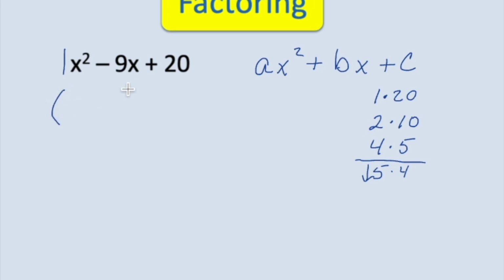So we're going to open up a pair of parentheses here. This is a trinomial, and we're going to put an x in the first position of both of them. We're going to put a 4 and a 5. And we want them to multiply and equal positive 20. The only way you can multiply and equal a positive is 2 positives or 2 negatives. But they have to add or subtract and equal -9, and that would mean that they would both have to be negatives. Okay, so that is the factored expression for x squared minus 9x plus 20.